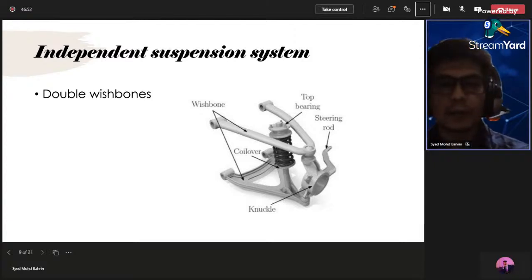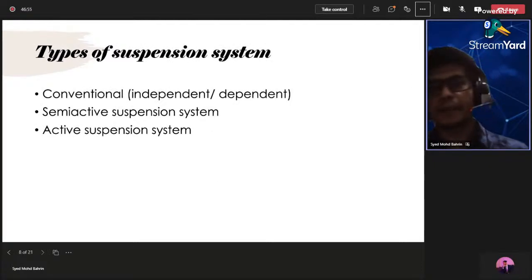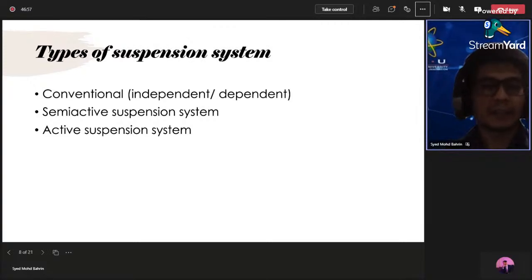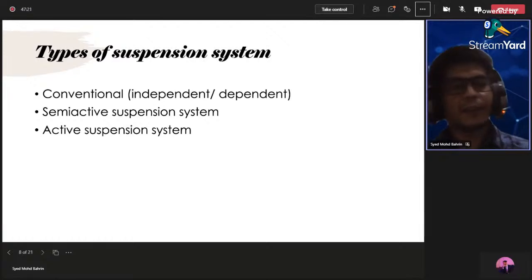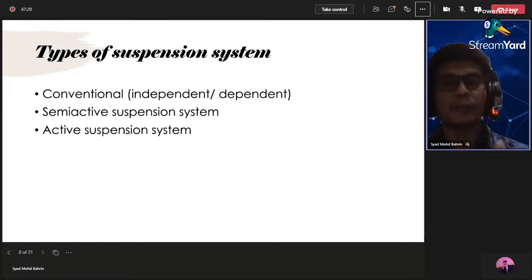All right, so like I said, there are three different types of suspension. We have the conventional or passive suspension system, we have semi-active, and we have active suspension system. Though there is some argument, some researchers say that there's no such thing as semi-active, it's only passive and active. We agree that there's a clear difference between semi-active and active, but in terms of definition, it's not really that important.